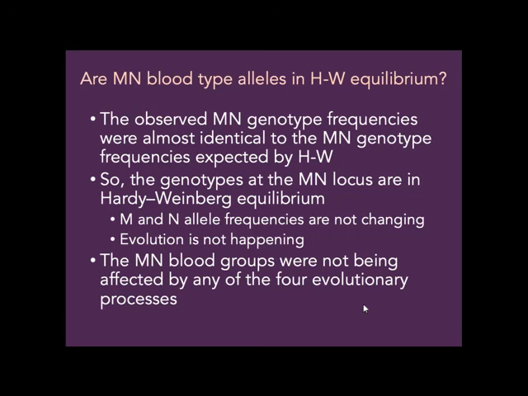Do you want to remind me what the four evolutionary processes are? Natural selection. What else? Mutation. What else? Genetic drift. And what's the other one? Gene flow. Okay. So we know that there's no natural selection, no mutation, no genetic drift, and no gene flow happening at the gene locus that contributes to the MN blood group.